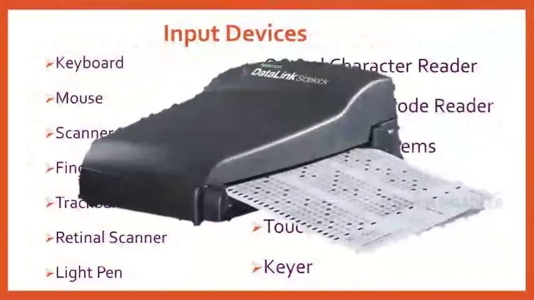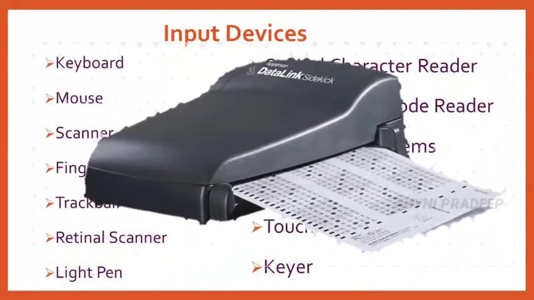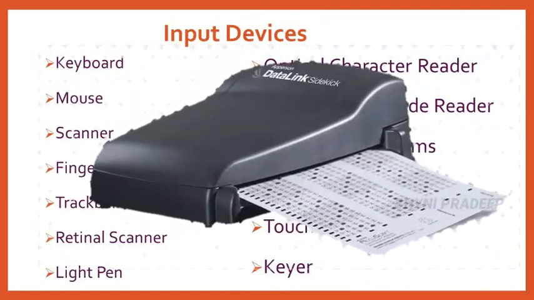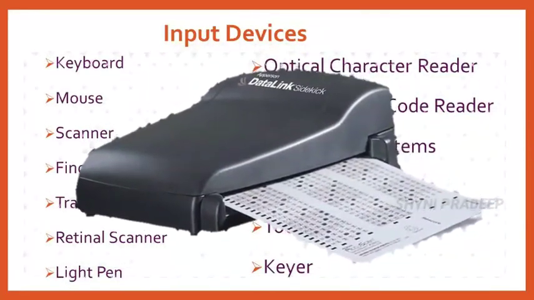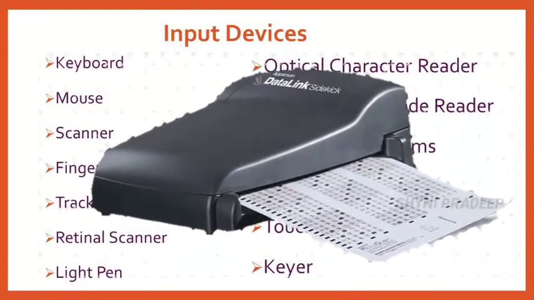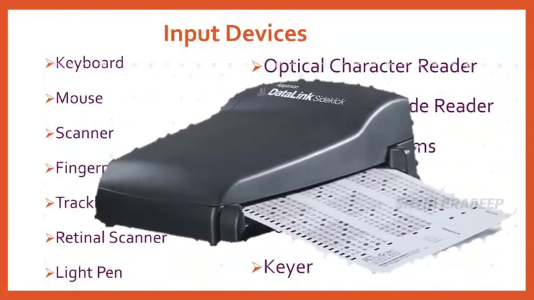Okay. And the next input device is optical character reader. It is a device which detects characters printed or written on a paper. With the optical character reader, a user can scan a page from a book. The computer will recognize the characters in the page as letters and punctuation marks.